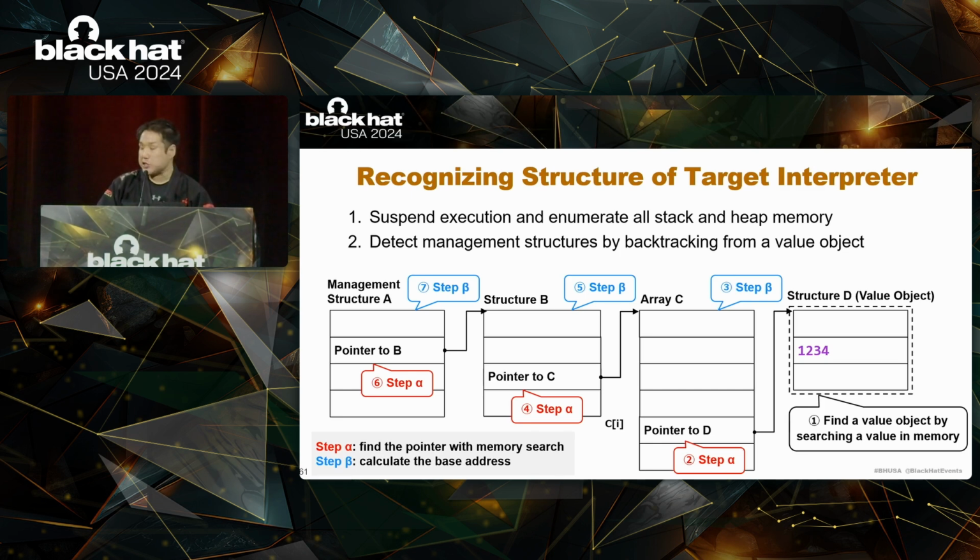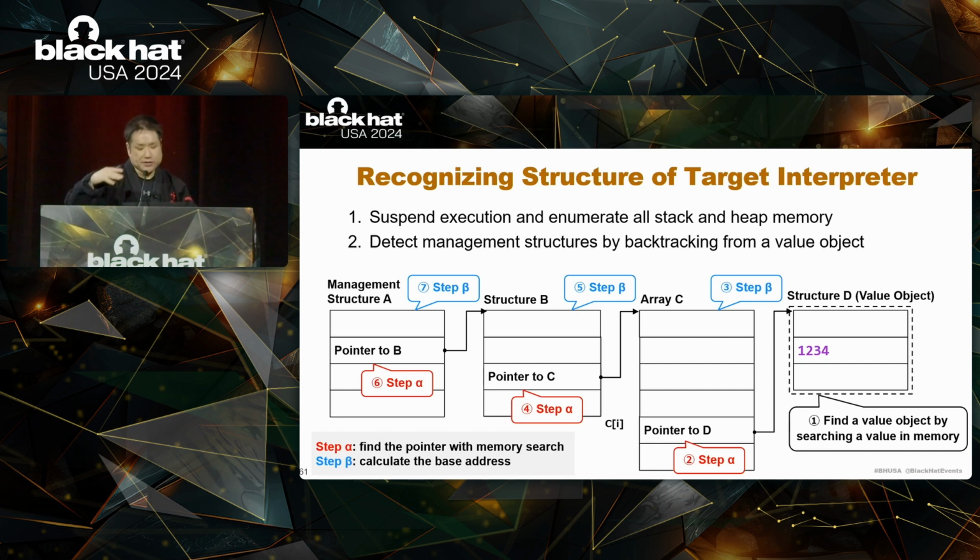We then detect a management structure by backtracking from a value object. To do so, we find a value object by searching a specific value in memory. In this slide, 1, 2, 3, 4 is a specific value. So we then calculate its base address by subtracting the offset from the found value. Once the base address is calculated, we find the pointer to it with memory search.